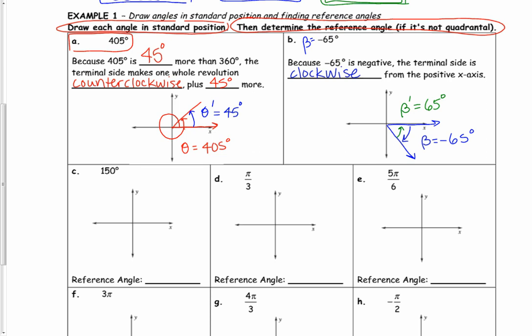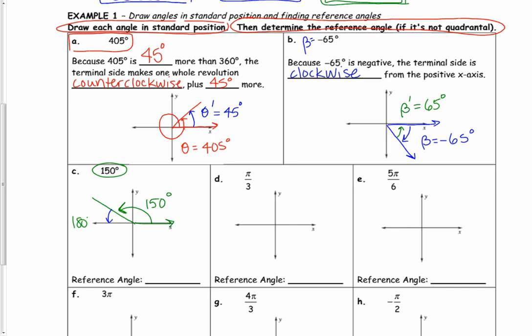All right, in C, I have my initial side on the positive x-axis. I'm going to go 150 degrees. I know 180 degrees would be all the way over to here, so I'm going to be just a bit short. I'm going to show that I'm turning in a counterclockwise direction. So that's 150 degrees. I make sure I put my little arrow only on the end to show which direction it's spinning. My reference angle is here between the terminal side and the x-axis.